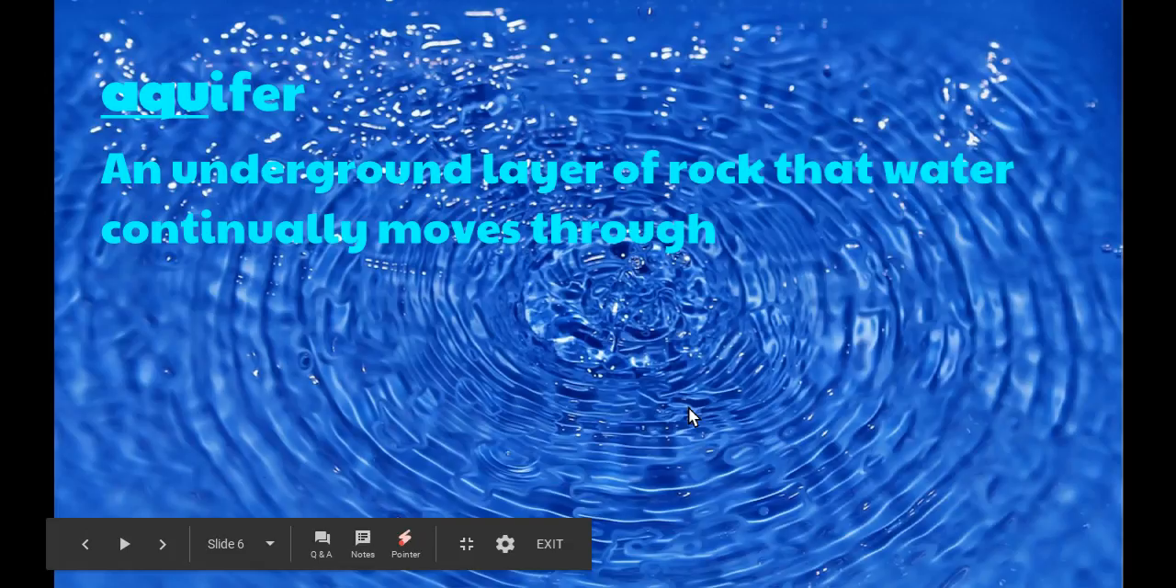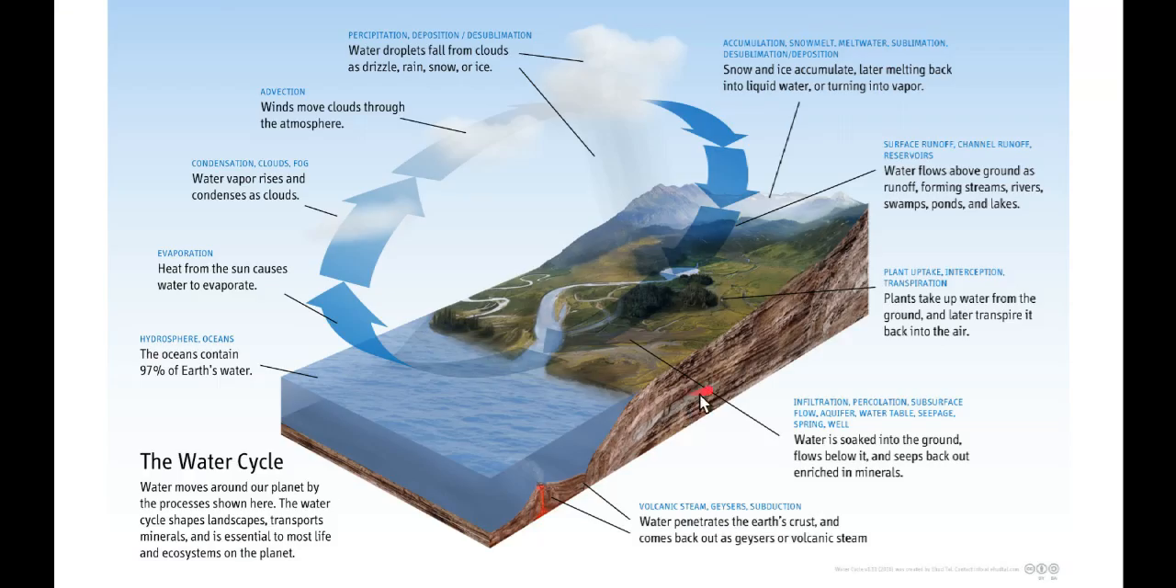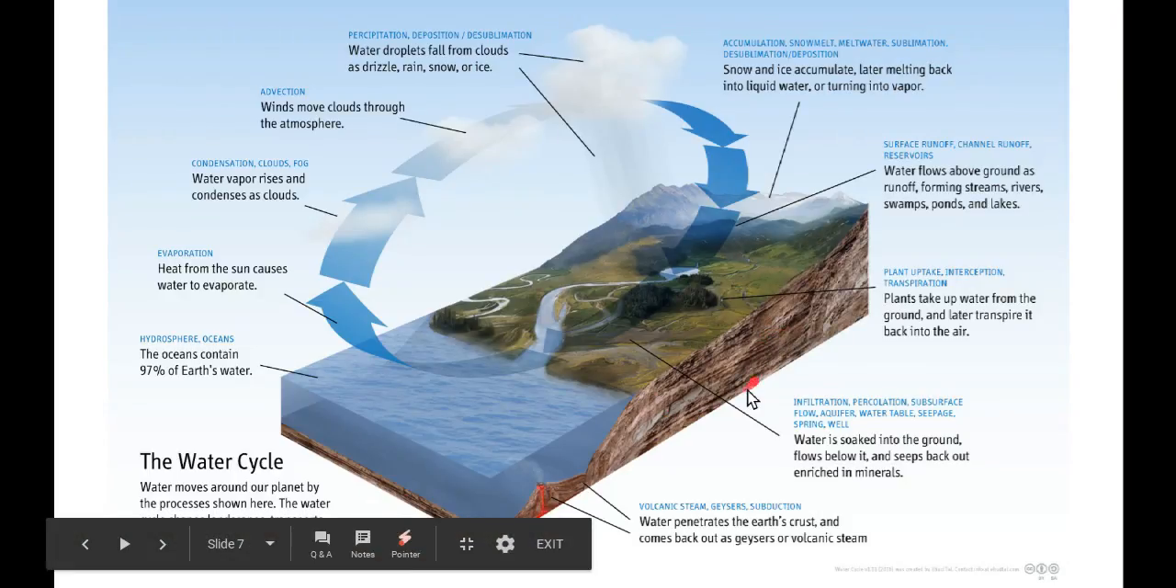Let's go back to our definition. An underground layer of rock that water continually moves through. So these layers of rock here that the water would run through and probably end up back in this body of water here are what we would consider an aquifer.